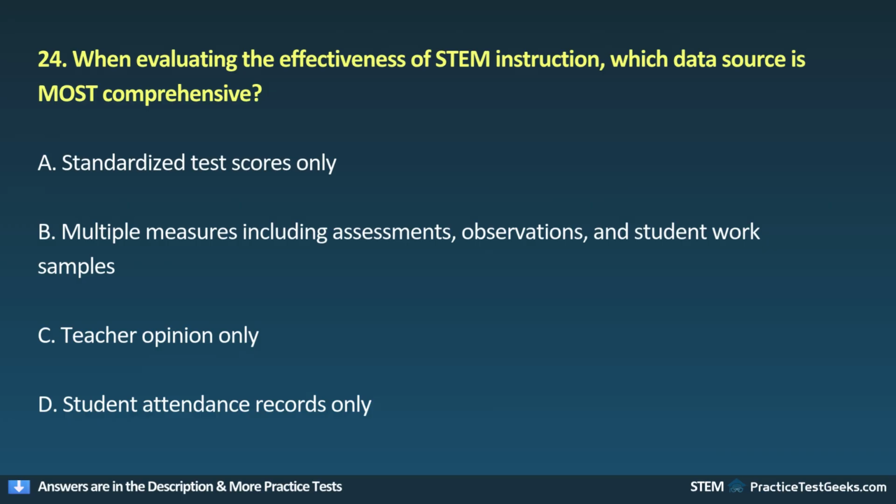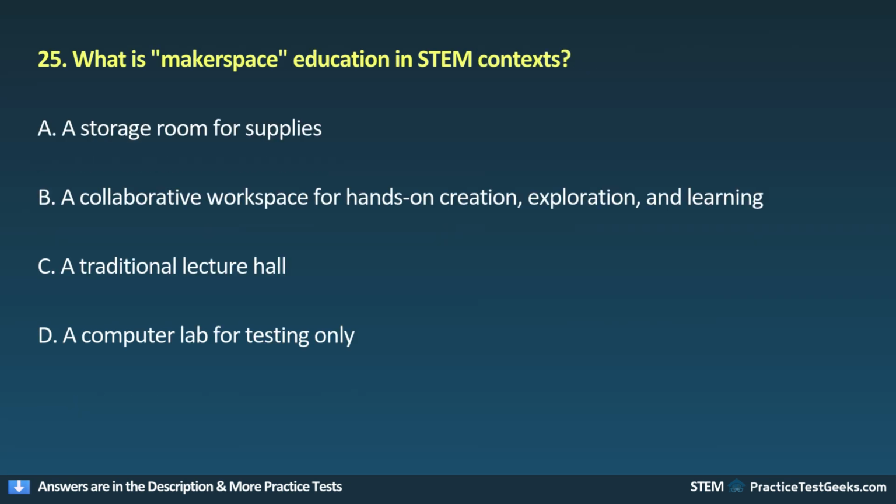24. When evaluating the effectiveness of STEM instruction, which data source is most comprehensive? A. Standardized test scores only. B. Multiple measures including assessments, observations, and student work samples. C. Teacher opinion only. D. Student attendance records only. 25. What is makerspace education in STEM contexts? A. A storage room for supplies. B. A collaborative workspace for hands-on creation, exploration, and learning. C. A traditional lecture hall. D. A computer lab for testing only.